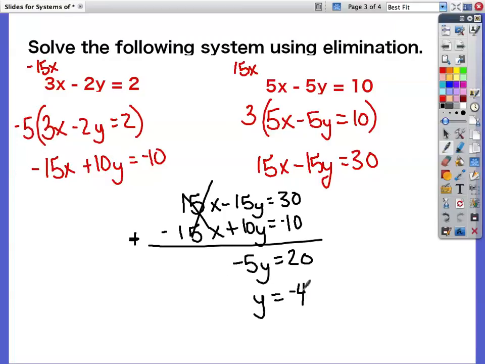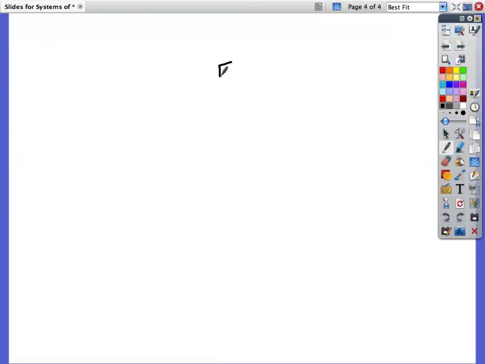y is negative 4. And then I come back to the next step, and that would be the same as in the substitution method. I would plug in my y value into one of the original equations to calculate x. So let me copy one of the original equations on the next slide. Let's use this one. 5x minus 5y equals 10.